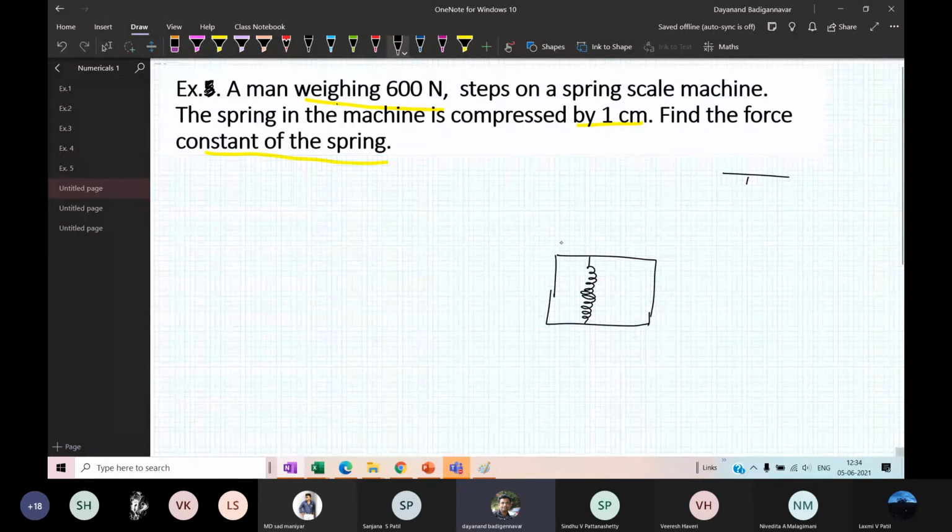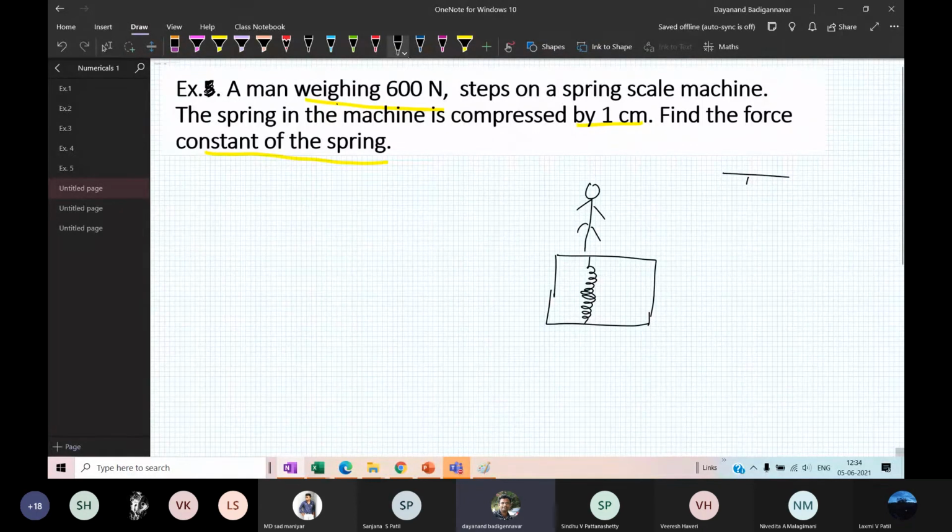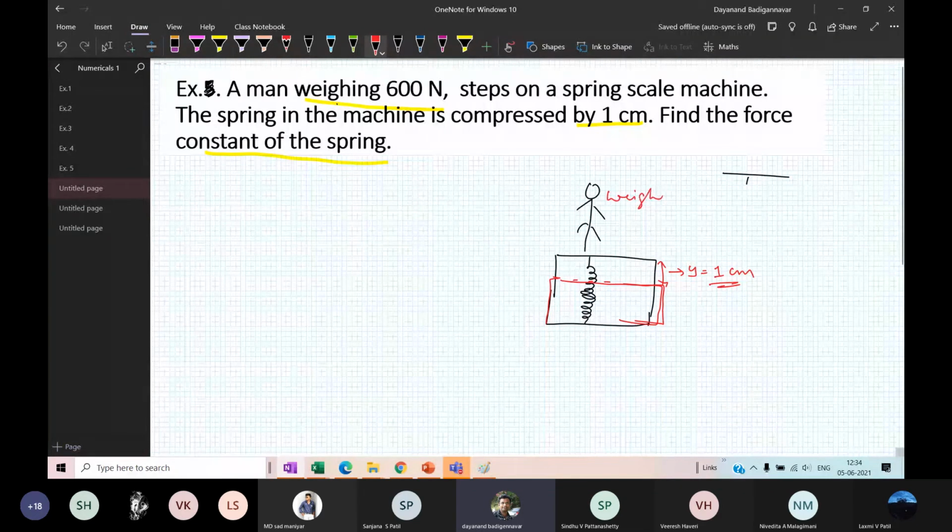Okay. So a man of 600 newtons stands on this weighing machine. As soon as he stands, the weighing machine has a spring in it. It is getting compressed like this. It is compressed by a certain length. How much is it compressed? It is compressed by y equal to 1 centimeter. You're getting the point? What is the weight of this person? The weight is 600 Newton.